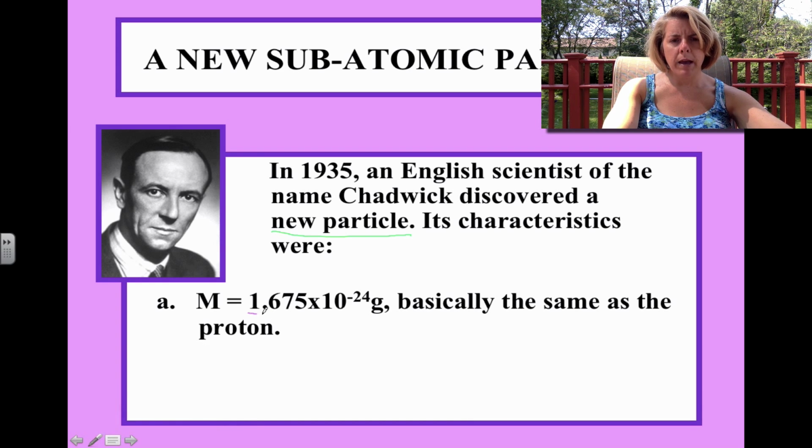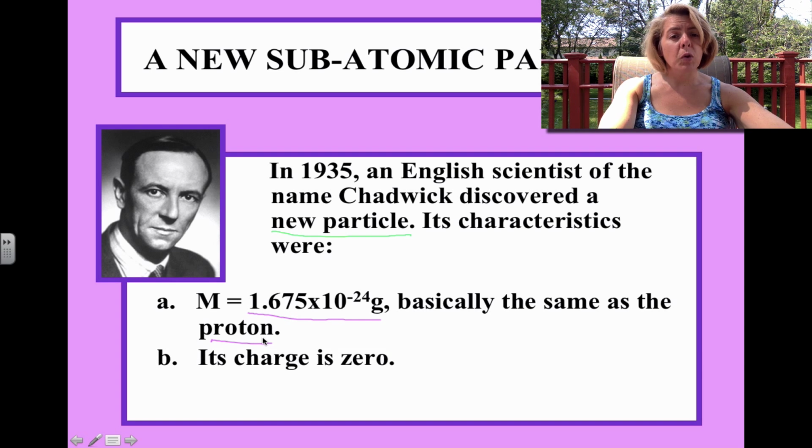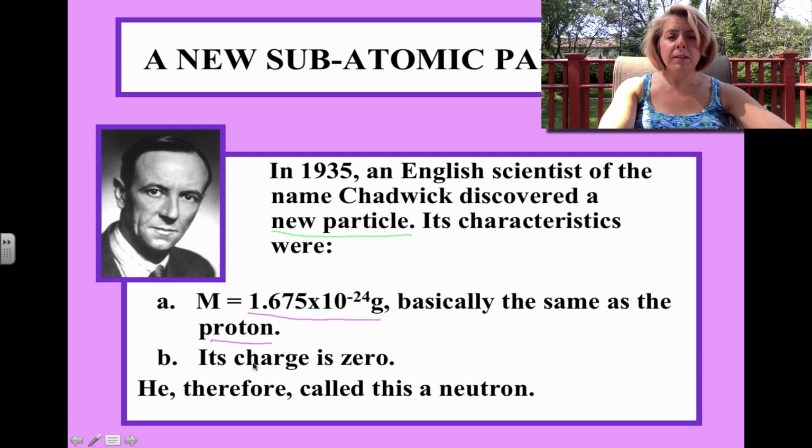So he essentially came up with a mass, and notice it's 1.675 times 10 to the negative 24th, so it's definitely bigger than an electron, but the question is, is it bigger or smaller than a proton? It's the same. So he found that it had the same mass, it had 0 charge, and because it was 0 charge, he called it a neutron.